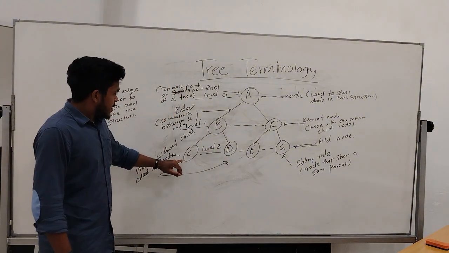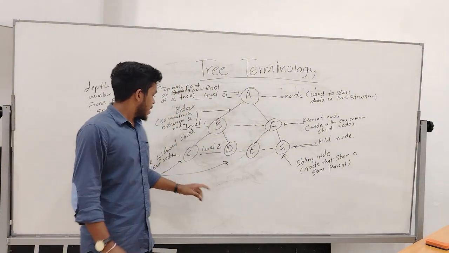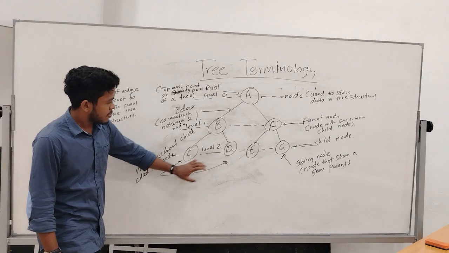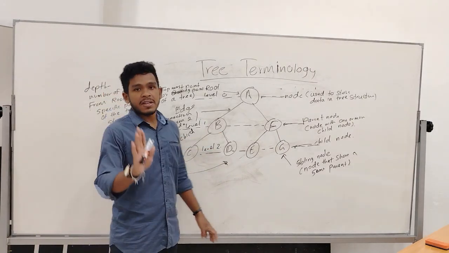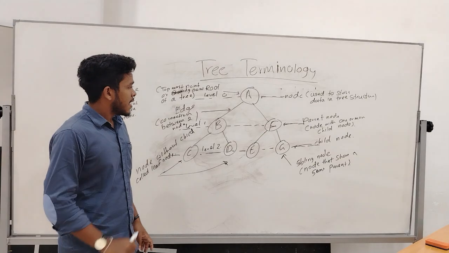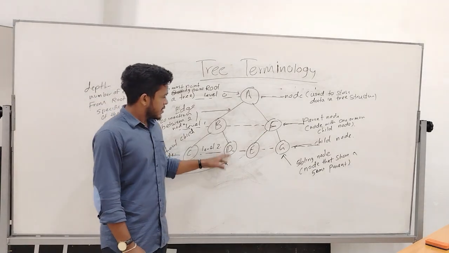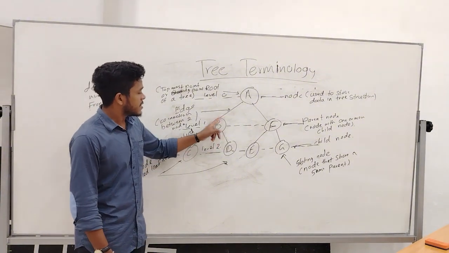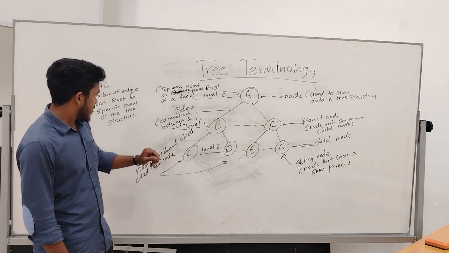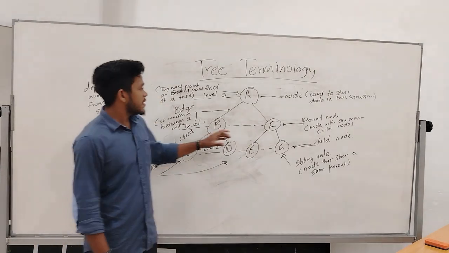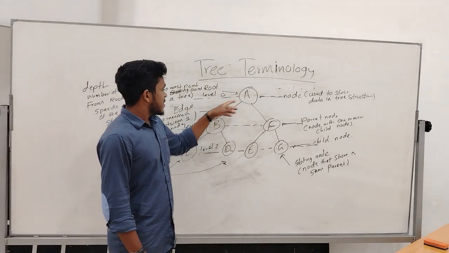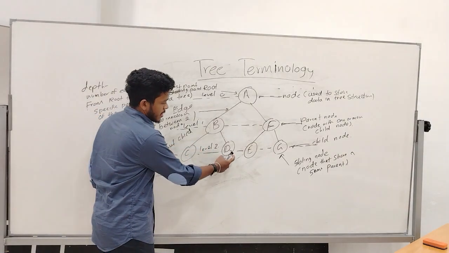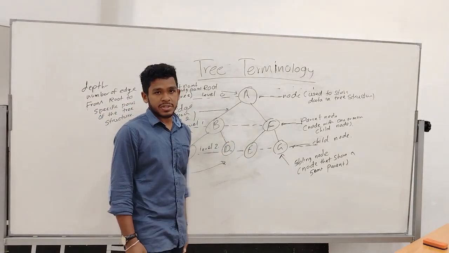Sibling nodes are nodes that share the same parent. Nodes with a parent are known as child nodes. Then we learned about depth. Depth means the number of edges from the starting point to a specific point in the tree structure.